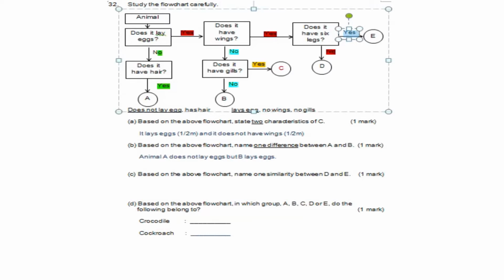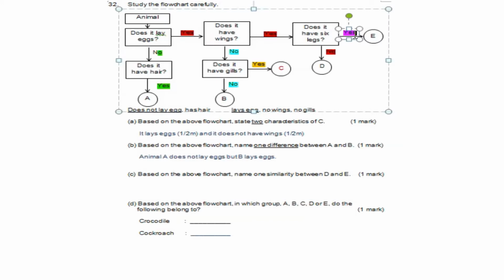If you take a look at this, the only difference between E and D is that E actually has 6 legs. D does not have 6 legs, right? But the rest here, both of them are the same. They lay eggs.